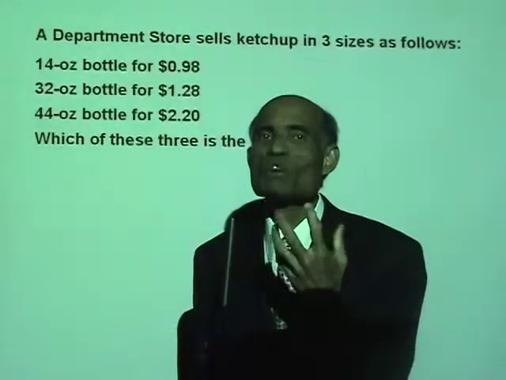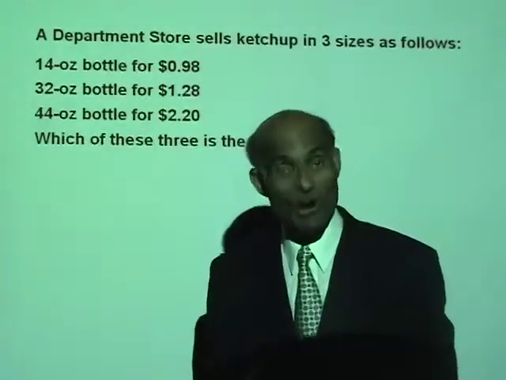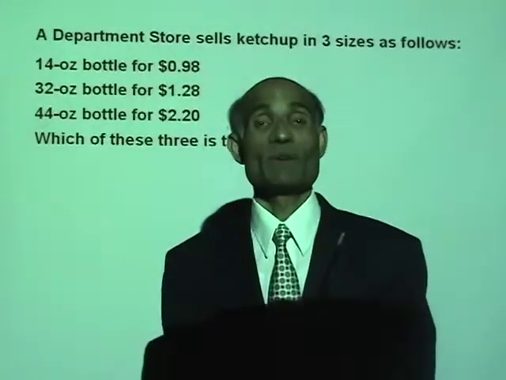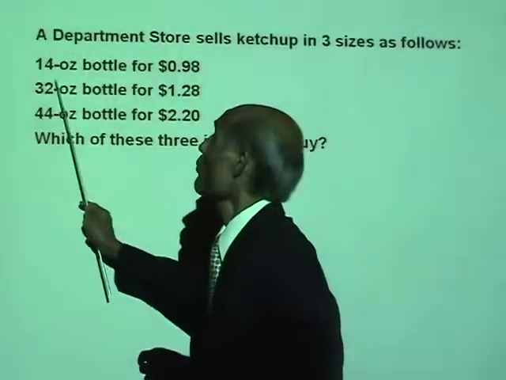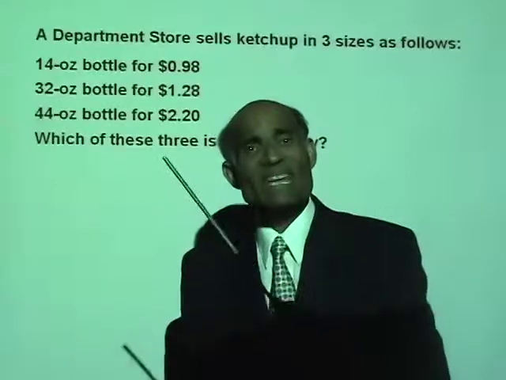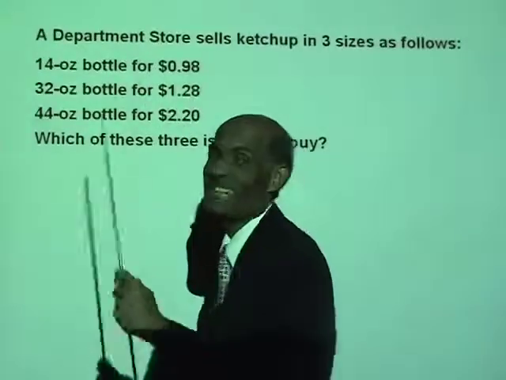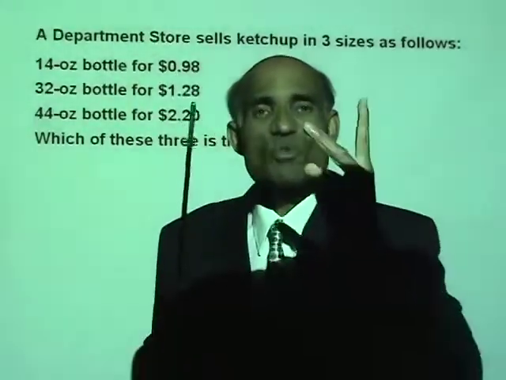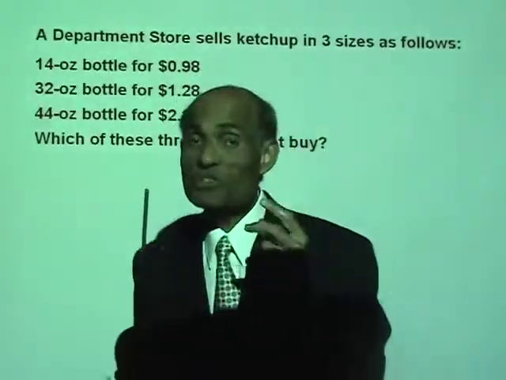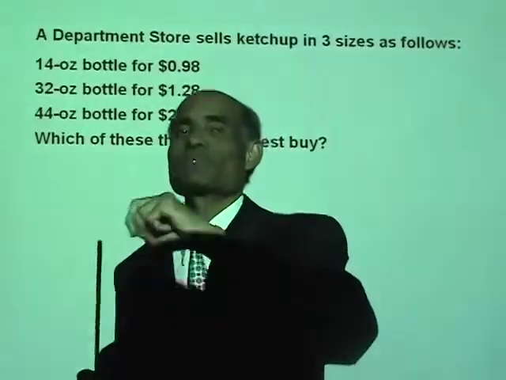Now, which of them will give you more for your money? Are they all the same? Well, actually not. Now, how do you find which of them is the best buy? Well, actually, 14-ounce cost $0.98. Let's talk in cents. That will be easier. So 14-ounce cost 98 cents. What are the 2 quantities there? Ounce and cents.